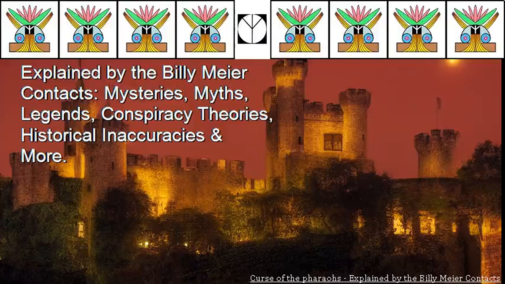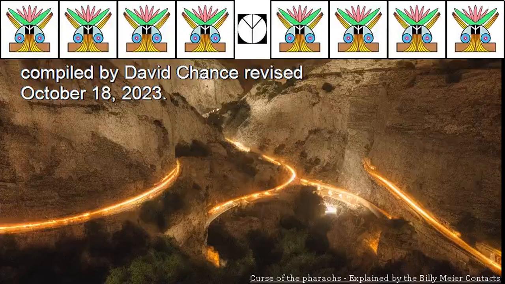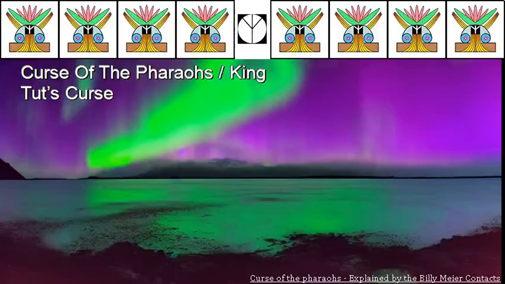Explained by the Meier contacts, mysteries, myths, legends, conspiracy theories, historical inaccuracies, and more. Compiled by David Chance, revised October 18, 2023. Curse of the Pharaohs, the King Tut's Curse.